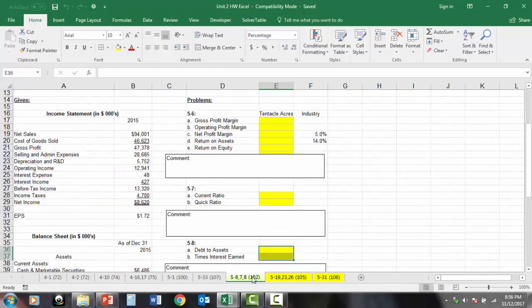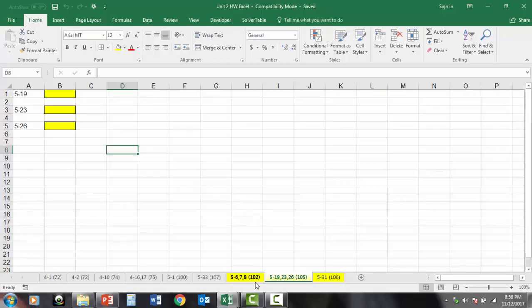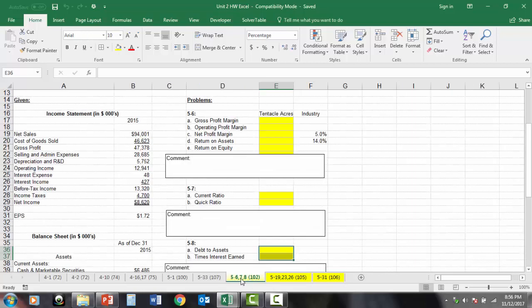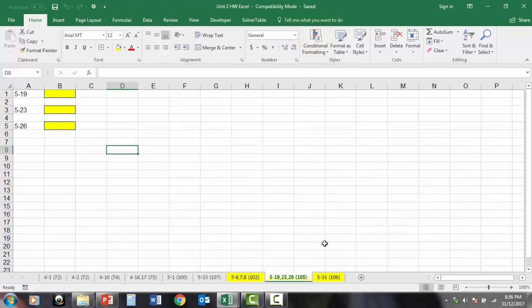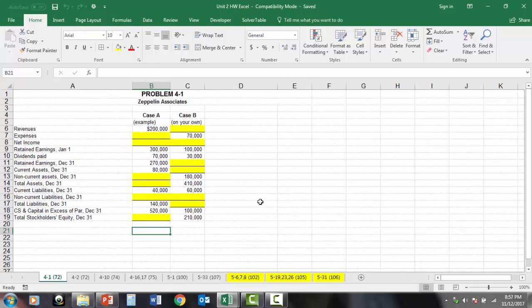And then these yellow highlighted problems over here, and notice that some of these tabs have more than one problem. So this one has 5, 6, 7, and 8. These highlighted ones are all for you to do on your own. But by the time we get to here, we will have learned how to do every one of these kinds of calculations within Excel. So hopefully not too intimidating, because we will have practiced it quite a bit, so you should have a feel for it.